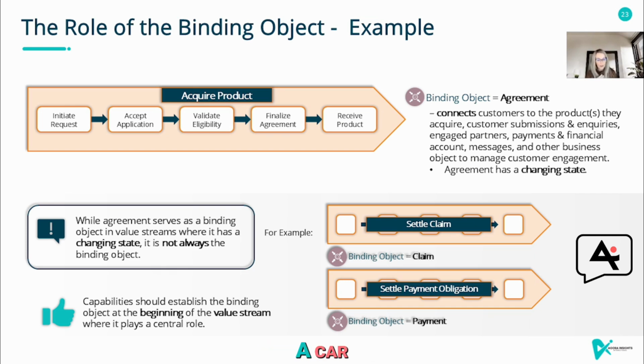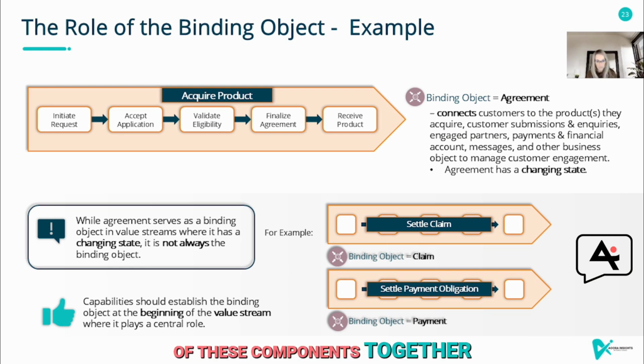So when I buy a car, it's not just the product, it's the agreement that binds all of these steps together. So from when I initiate the request, we start building this agreement. And then I have the acceptance application. So this binding object is the thing that glues all of these components together.